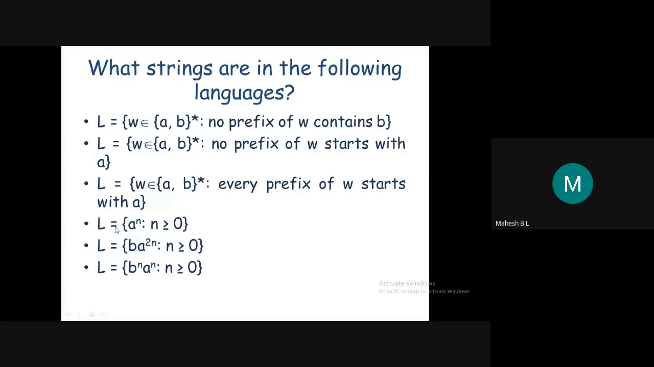Okay, so next one. L is equal to a power n, n greater than or equal to 0. Give some examples for this. L is equal to a power n, n greater than or equal to 0.